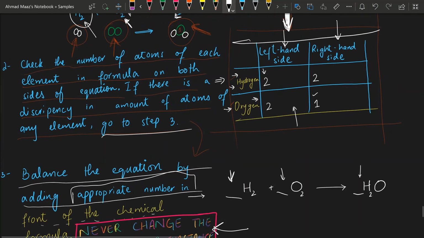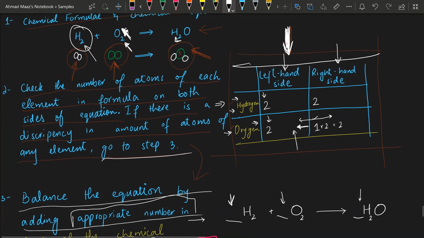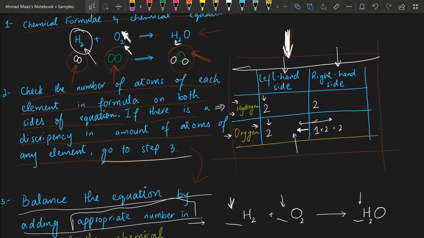Alright, so what do we do? You add the appropriate number in front of the chemical formula. Let's see. We have 2 oxygens over here. Now we can add any number that will make it balanced. We need one more oxygen over here, so we multiply this by 2 so that it becomes 2 as well. So now both sides have 2 oxygens.